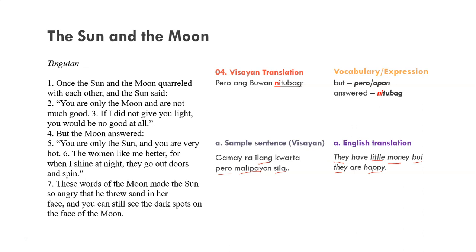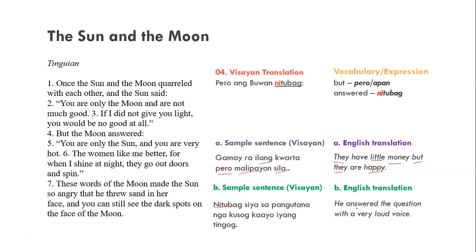But for now, just pick out some words which can add up to your vocabulary. And for the second sentence, nitubag siya sa pangutana na kusog kaayo iyang tingog. Nitubag, from our vocabulary or expression, is answered. So, here, the word answered is here. So, siya could be he or she in Visayan. So, it depends on whoever you are talking with. May it be a girl or a boy, siya is still used.